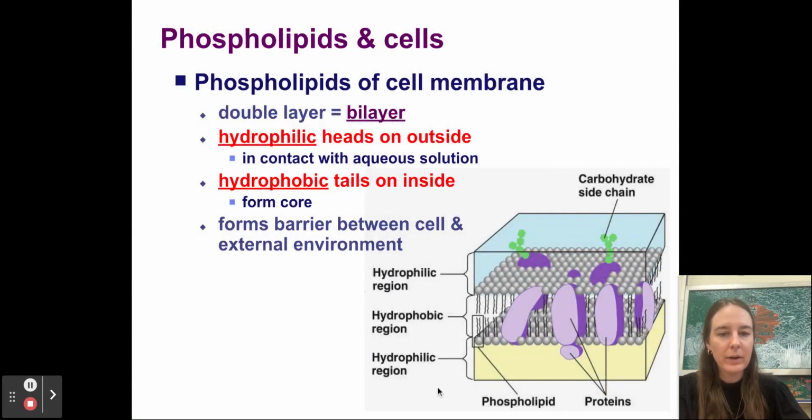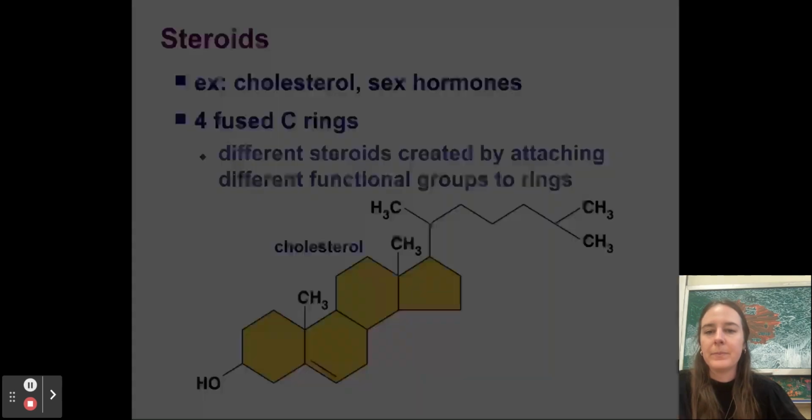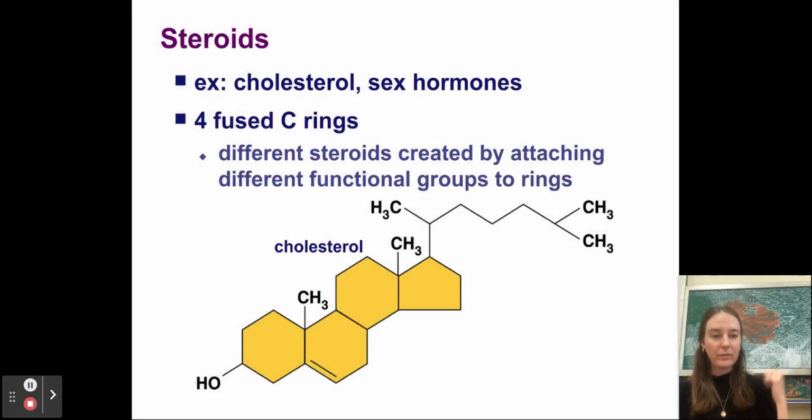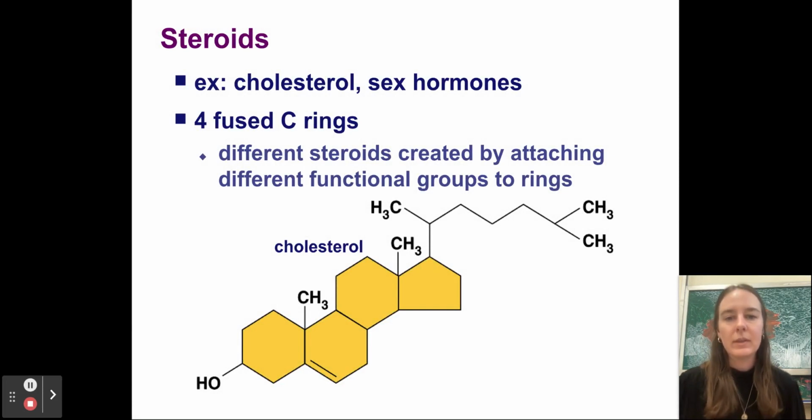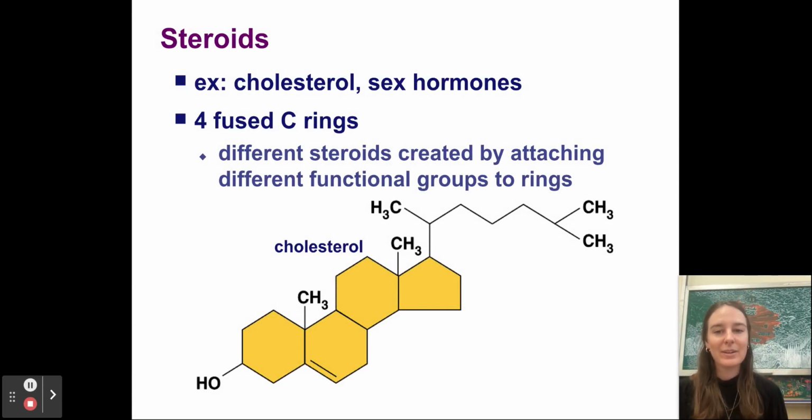Now, your cell membrane also is composed not just of phospholipids. There's also proteins embedded in your cell membrane. There are carbohydrates, but we'll talk about that more later. Okay, so we talked about fats, we talked about phospholipids, and the last type of lipid we're going to talk about are steroids. So some examples of steroids in the body are cholesterol and sex hormones. These are examples of steroids.